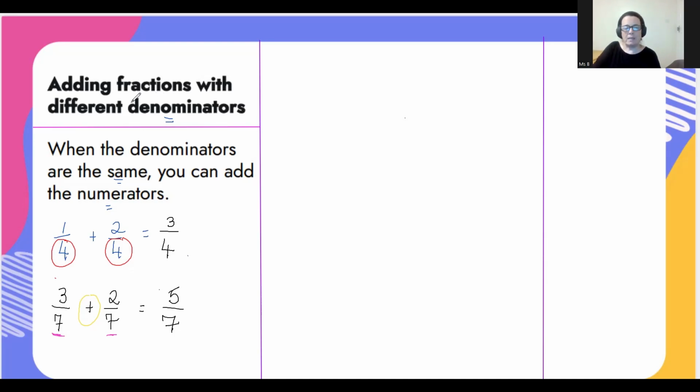However, today's lesson is looking at adding fractions with different denominators. And how do we do this? Let's look at these two fractions. 5/8 plus 1/2. So the first thing I look at is my operation. And my operation is addition.